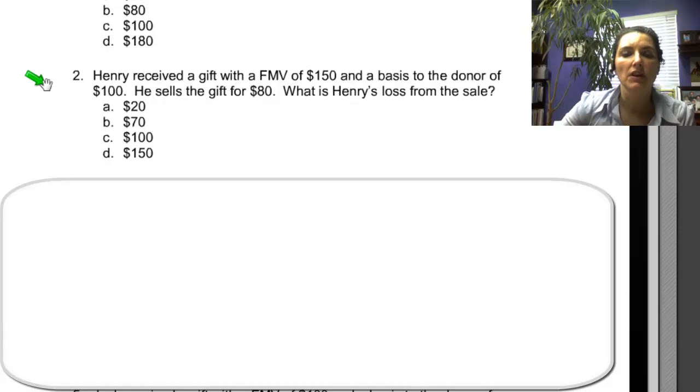Henry received a gift with a fair market value of $150 and a basis to the donor of $100. He sells the gift for $180. What is Henry's loss from the sale?